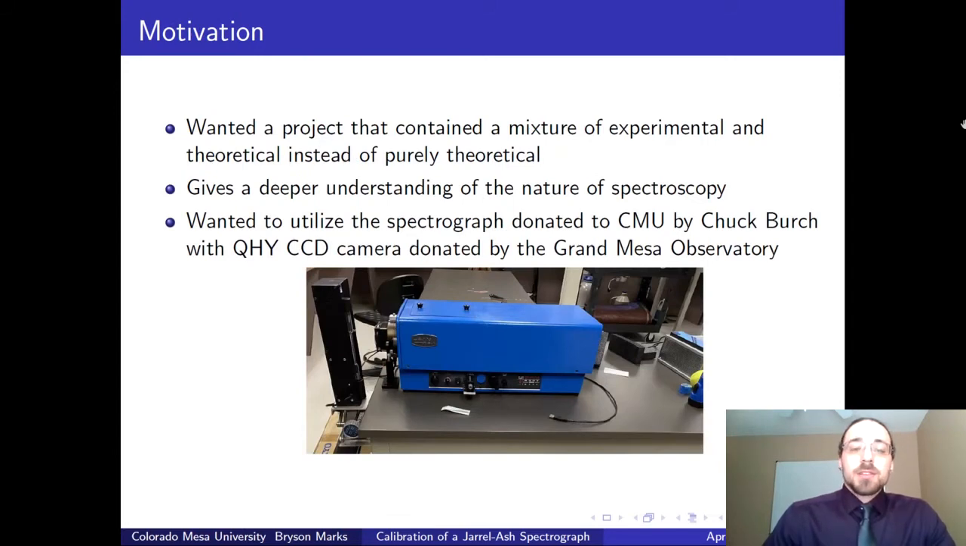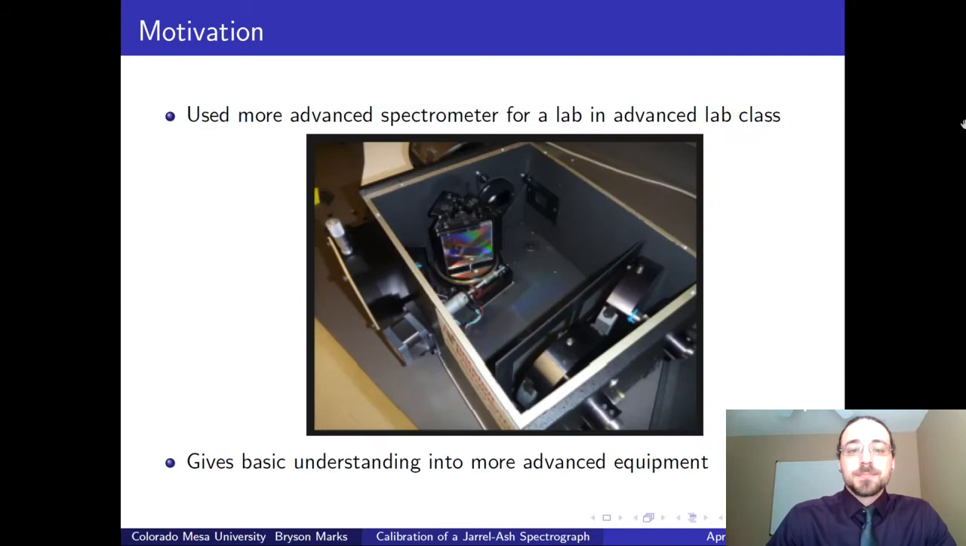Now, a little bit of motivation. Well, I wanted a project that contained a mixture of experimental and theoretical instead of just purely theoretical. I also wanted a deeper understanding into the nature of spectroscopy. And I also wanted to utilize the spectrograph that was donated to CMU by a man named Chuck Birch, as well as the QHY CCD camera that was donated to CMU by the Grand Mesa Observatory.